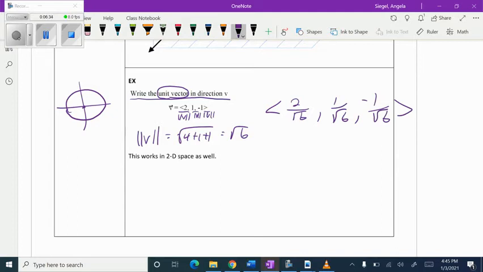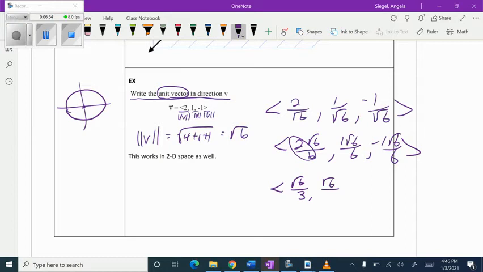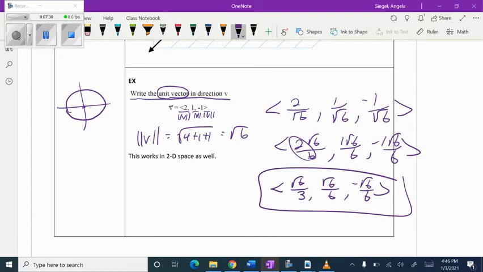I don't like it as messy. I am going to rationalize it first, and then I think I can even simplify it more. So this one is going to be square root of 6 over 3, square root of 6 over 6, and negative square root of 6 over 6. So this is the unit vector in the direction V.